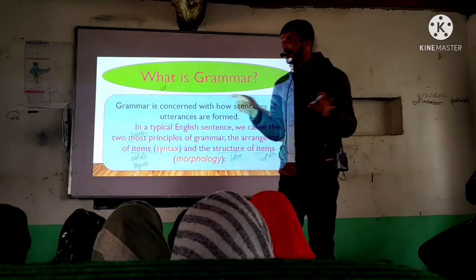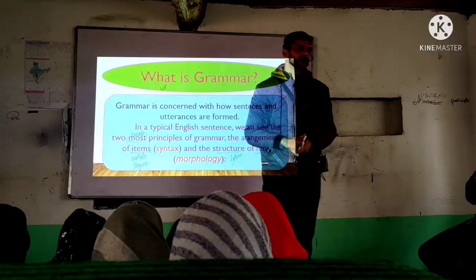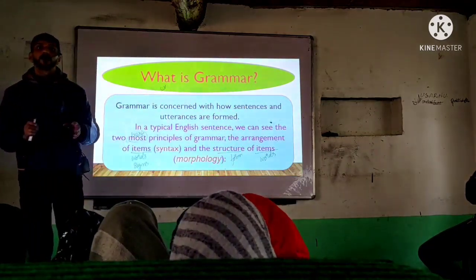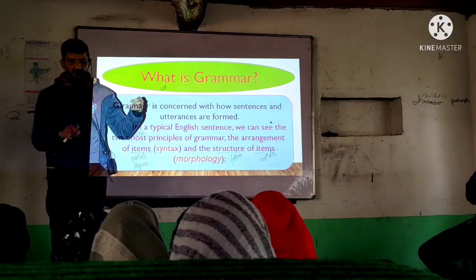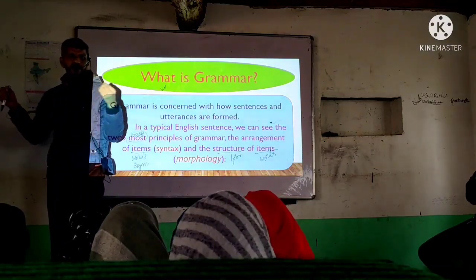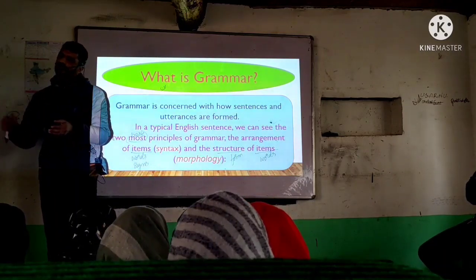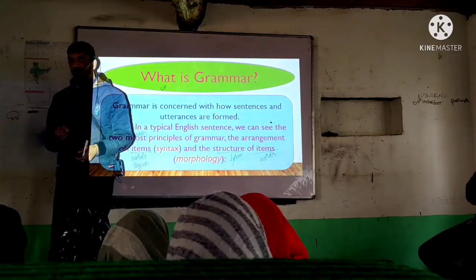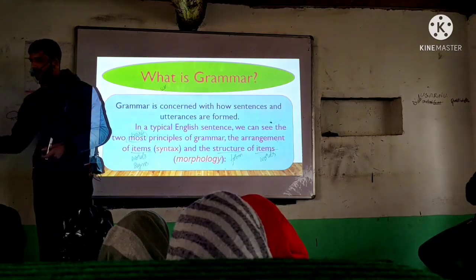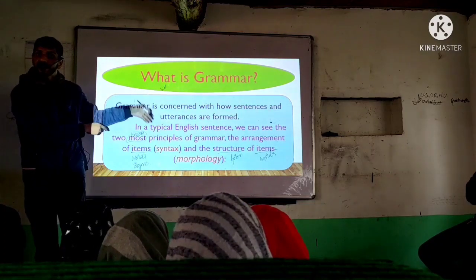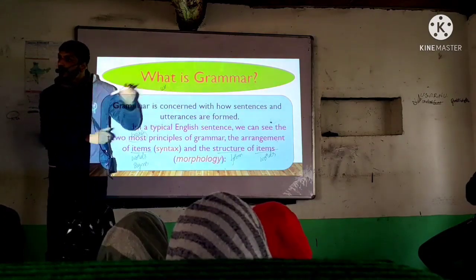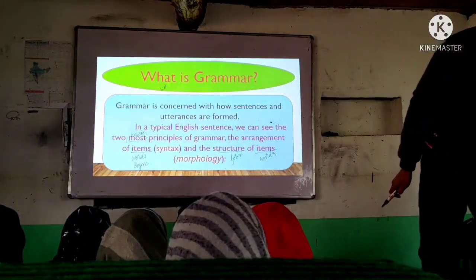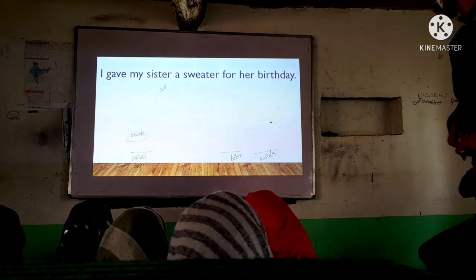So the word arrangement, let me tell you this in advance, is not the same in every language. I told you, the order here in our class may be disorder in another class or at some other place. The order of words in an English sentence may be disorder in an Arabic sentence. Let me go straight away to the example. We shall analyze this example.